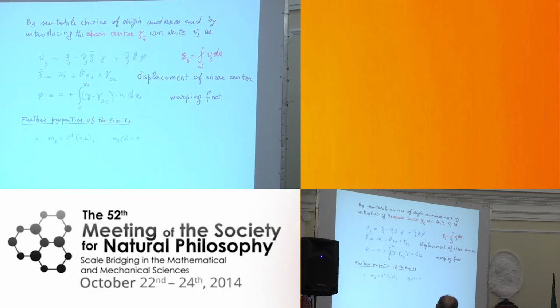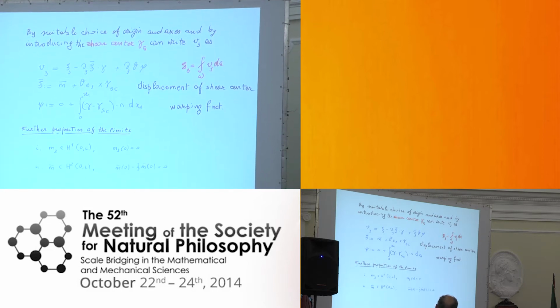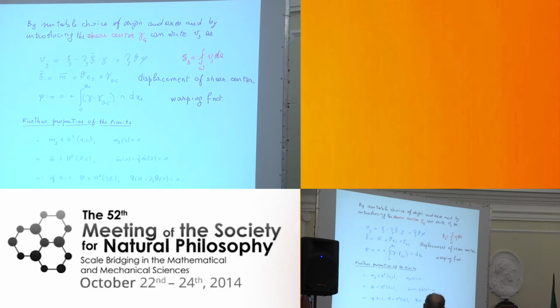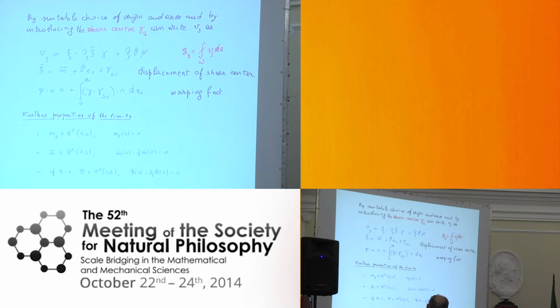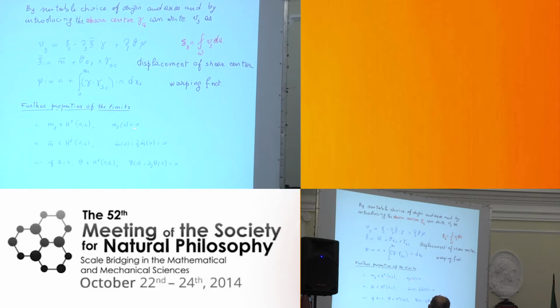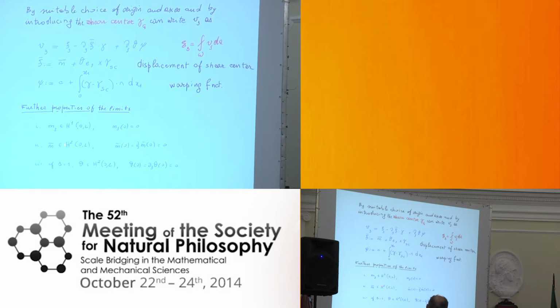And further properties of the limits come out, which are: M3 is in fact in H1 and vanishes at zero. M bar is H2, in fact, and vanishes with the derivative with respect to X3 at zero. And theta, which we knew was H1, is in fact H2 if we are in the case of thin beams, and satisfies conditions of this type.